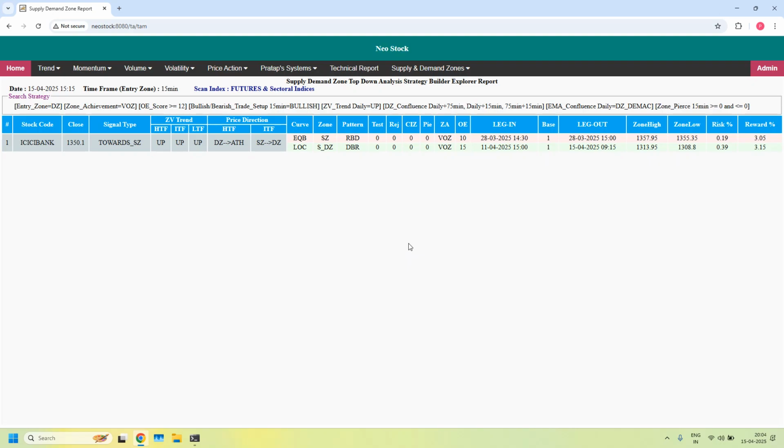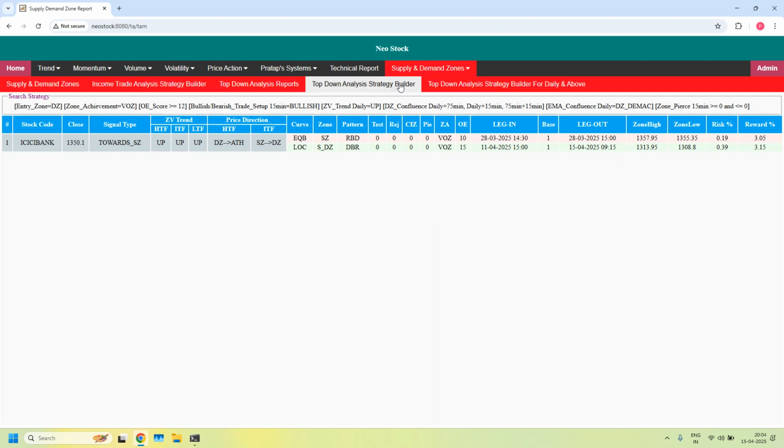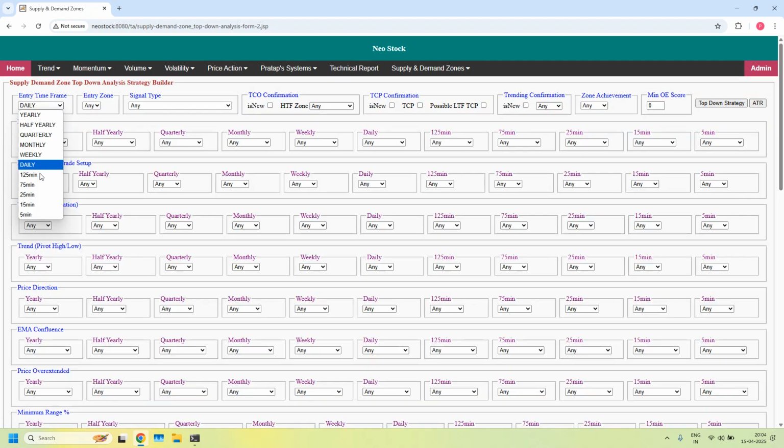So this is the bullish trade setup for a daily income trade. Next, bearish trade setup for daily income trade. Entry time frame 15 minutes. Entry zone, supply zone. Now we are selecting supply zone, bearish. And in bullish or bearish at 15 minutes I am selecting bearish. And zone achievement, violated opposing zone. Minimum odd enhancer score 12.